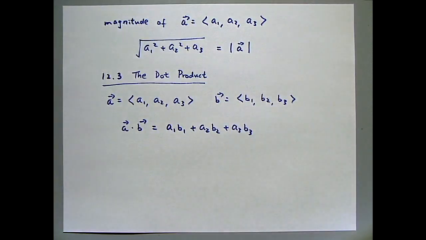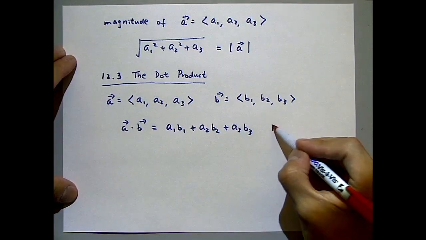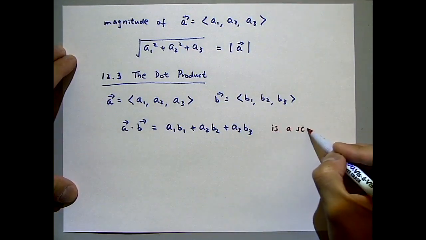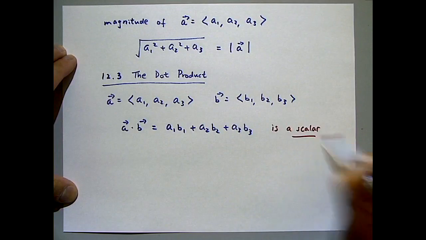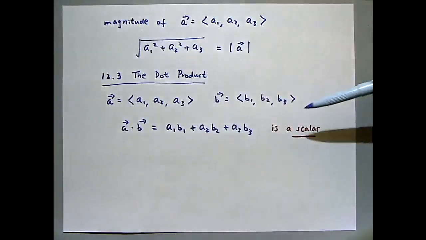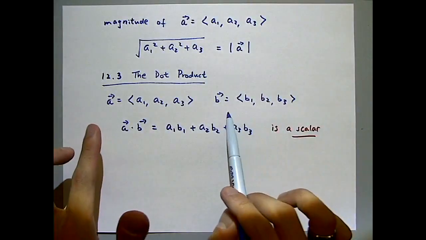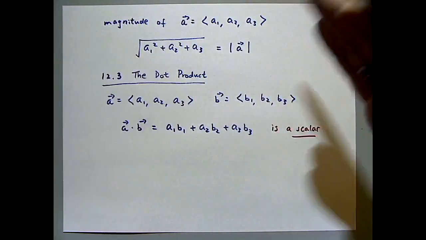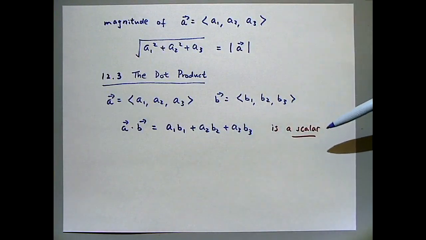And one thing to be very, very careful is that the dot product is a scalar. It's a number. When I perform this operation here, starting with 2 vectors with direction and magnitude, in the end I get just one number, positive or negative, but it's going to be a number, a scalar.